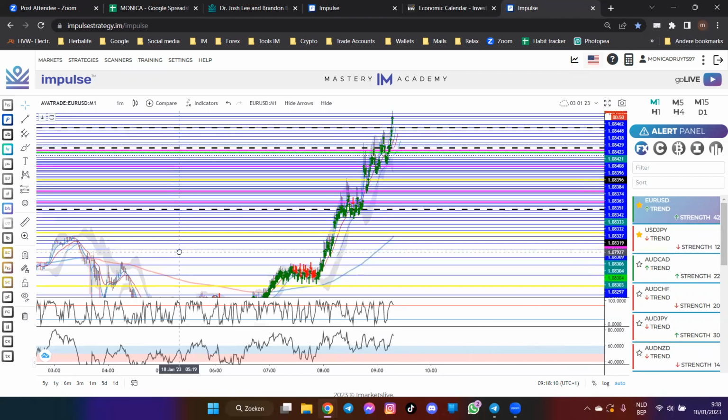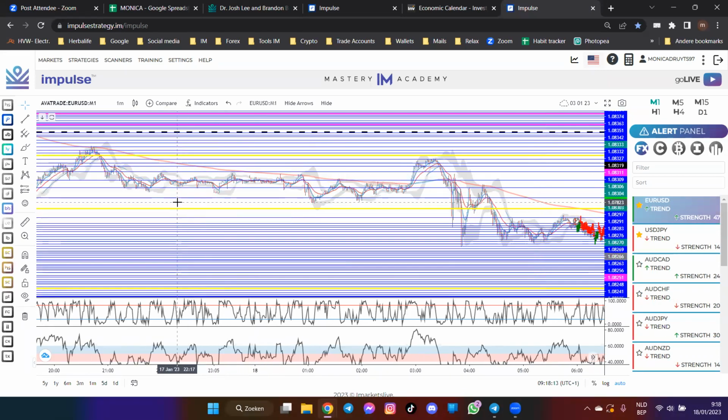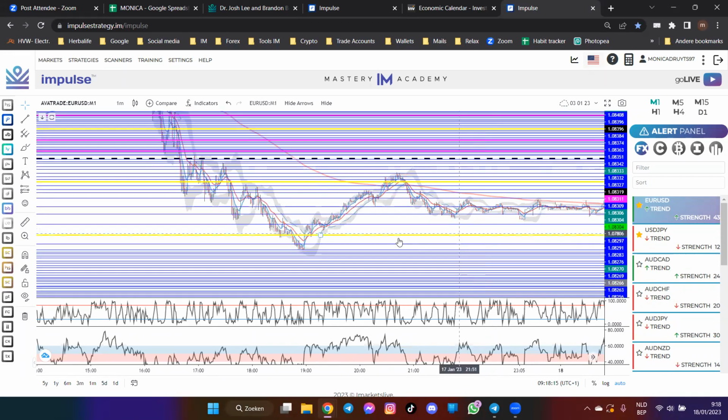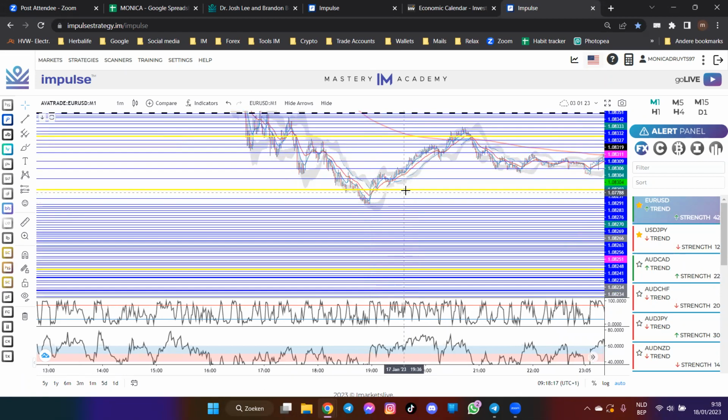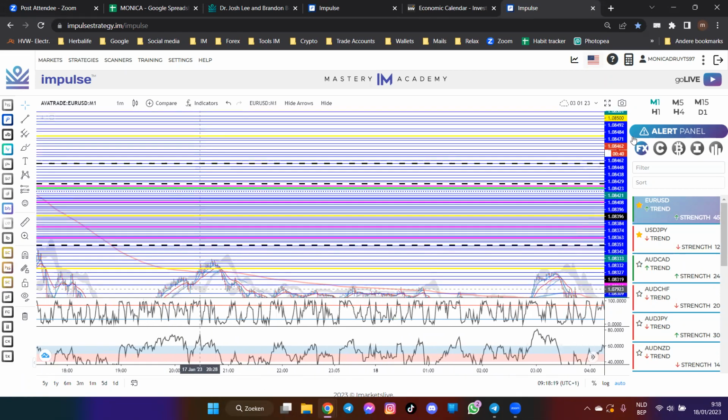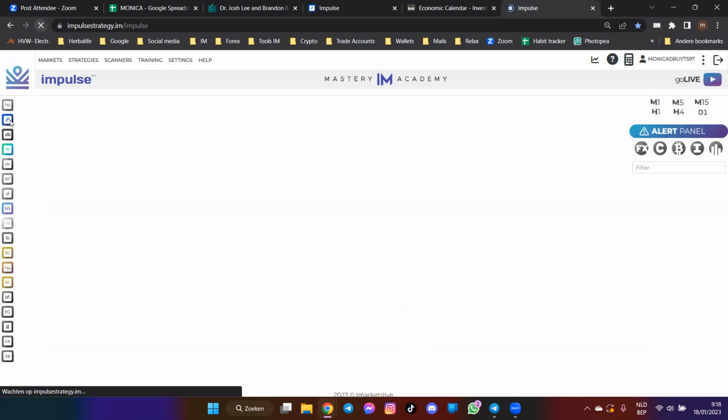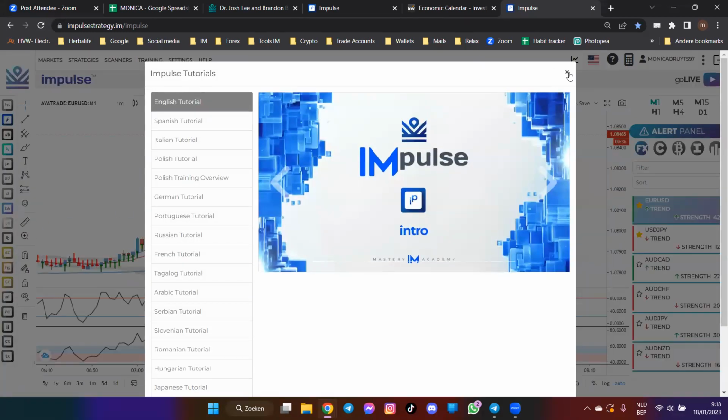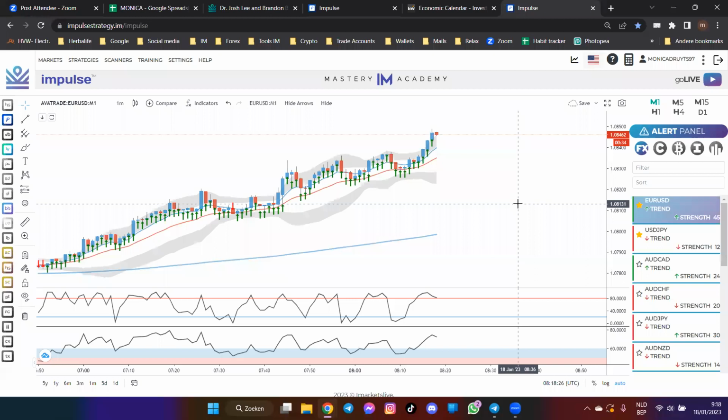The advantage of this is I can go back in the past and I know exactly where price has been and how it's adapted to my lines. But we're going to start from an empty chart. Are there any questions in advance about something? Now is the time.